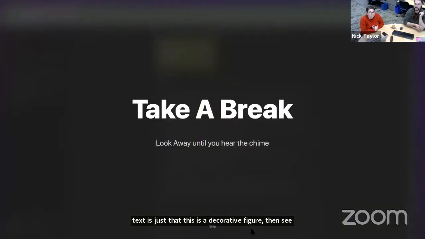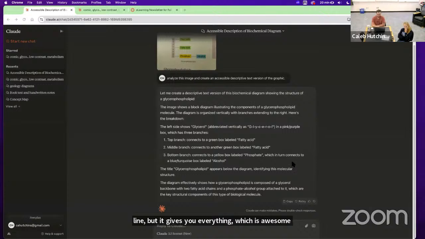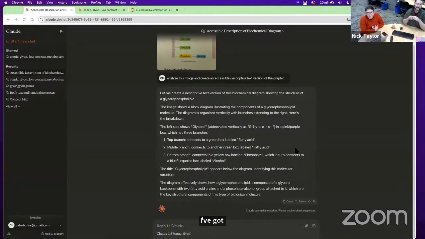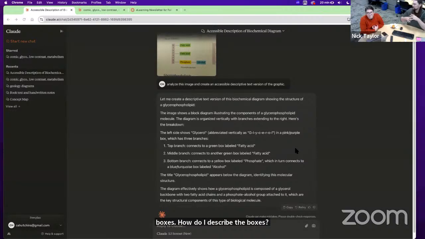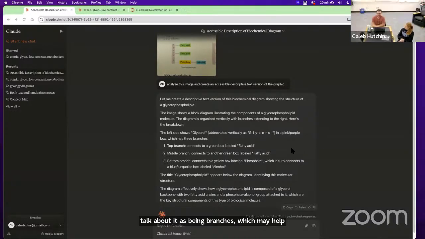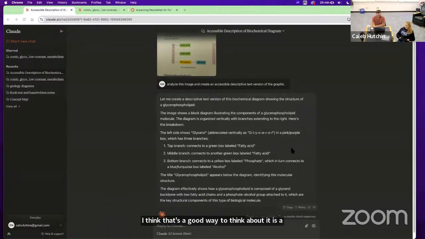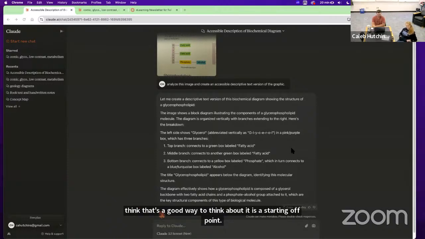Because that's the hardest part, trying to figure out where to start with some of this stuff. Like, yeah, I've got boxes. How do I describe the boxes? Well, it decides to talk about it as being branches, which may help somebody think through how things are related, which I really like. I think that's a good way to think about it as a starting off point, because, and I'll show you a couple examples of this in a moment.